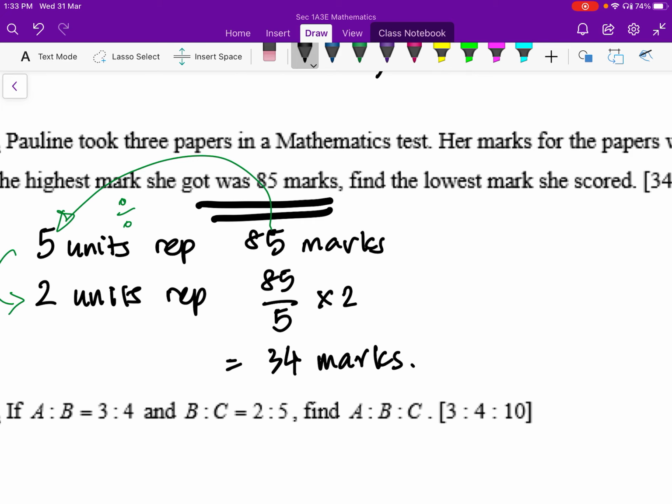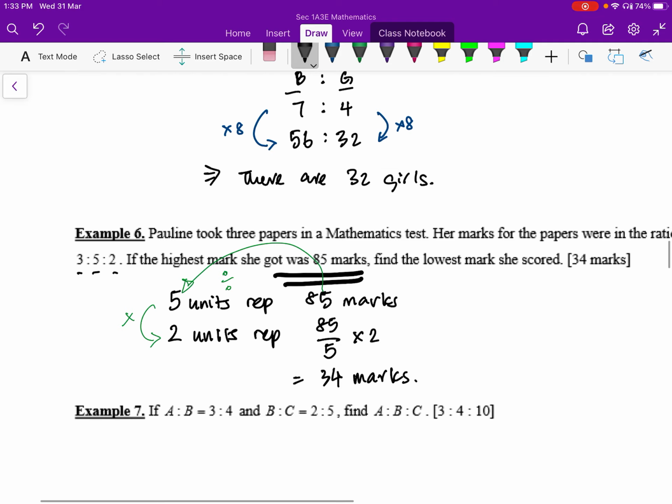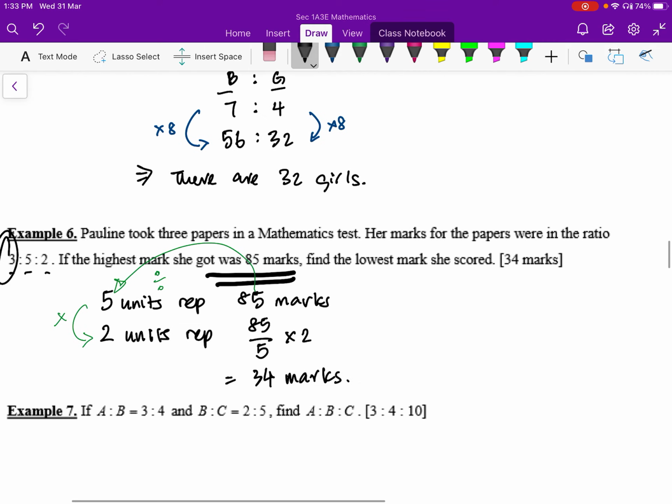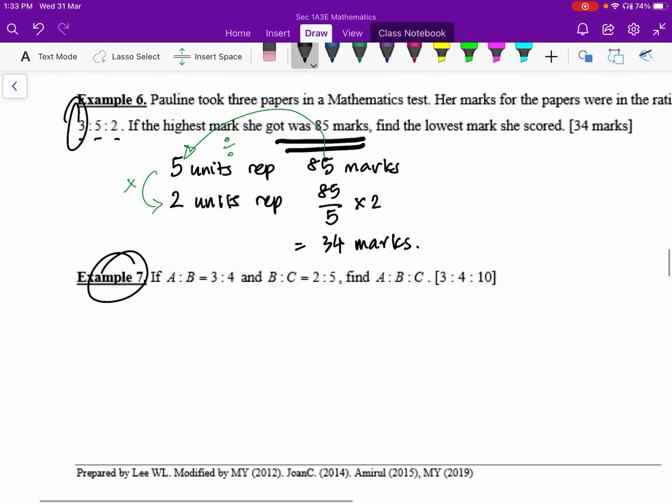Yes? Yeah, there is one more test. That's why I say it's redundant information. This 3 was not used at all. Okay, they didn't ask us to find the middle mark that she scored. So now it's just useless information. Ignore it. Okay, then now I want you to try example number 7 by yourself.